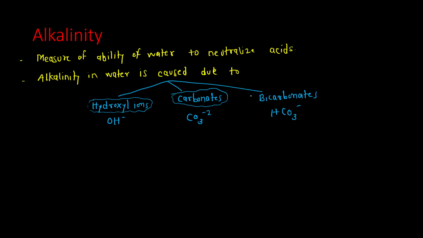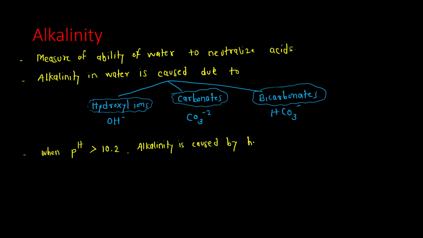Now for the given pH range, which of these ions are present, that we will study. So this is an important point. When pH is greater than 10.2, then alkalinity is caused only by hydroxyl ions, that is OH minus.